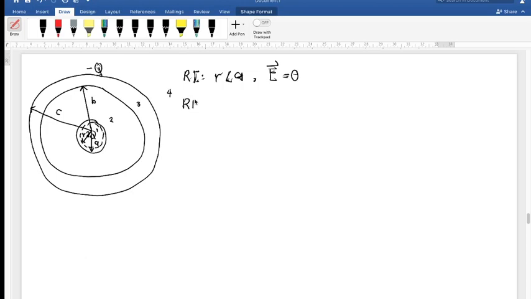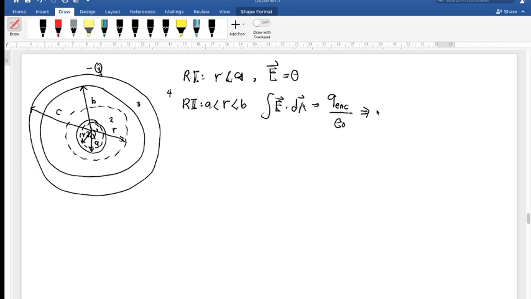How about region 2? For region 2, we make a Gaussian surface with radius r, when r is greater than a but less than b. That is the region. So we find the electric field using Gauss's law: the integral of E dot dA equals q enclosed divided by epsilon sub naught. E is constant over the surface, so we have E times dA, which for a spherical Gaussian surface is 4 pi r squared. The q enclosed is actually positive 2q.